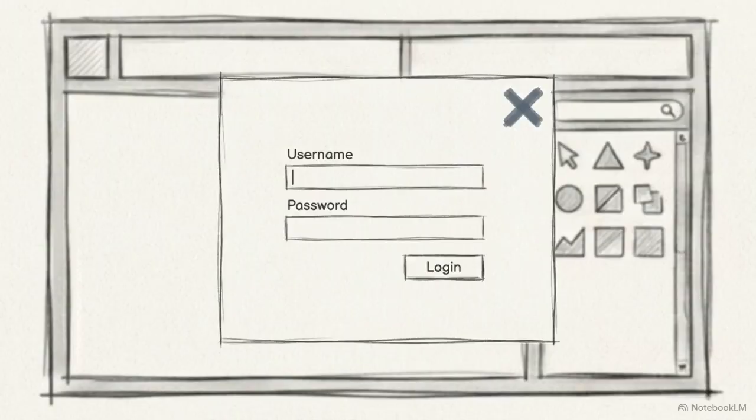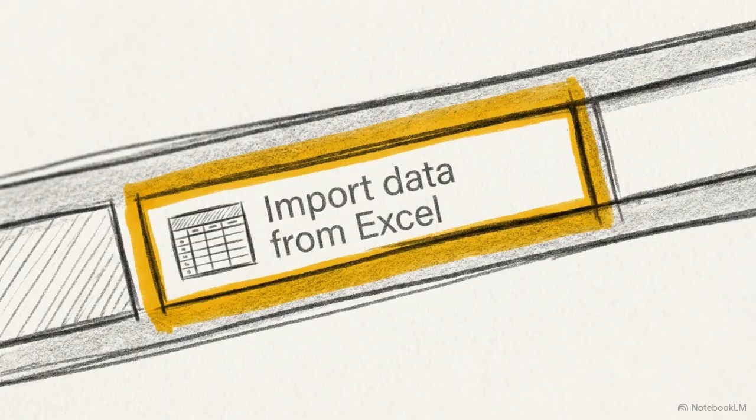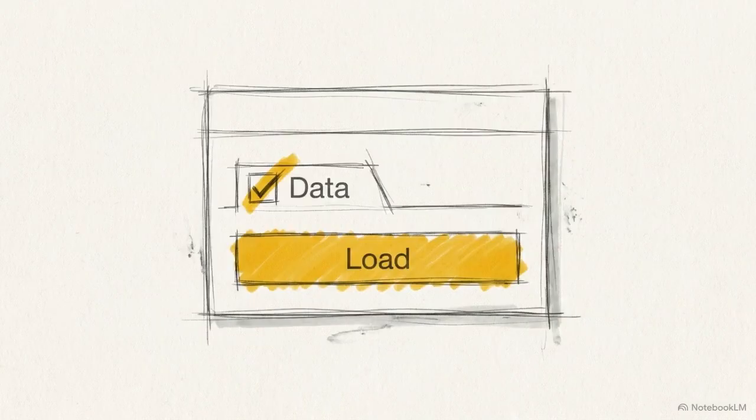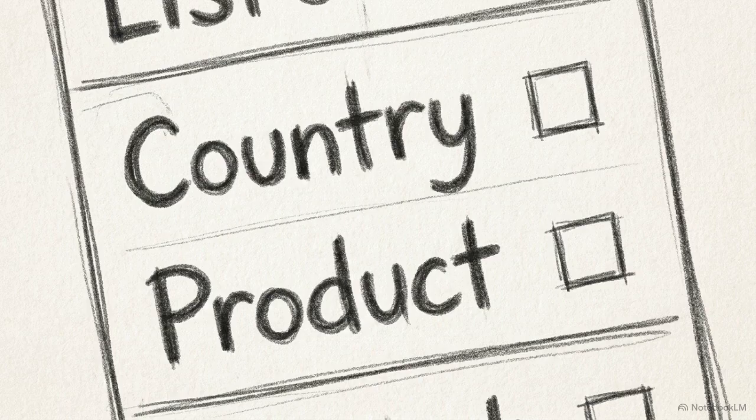When you open the software, you can close the initial login prompt to go straight to the free desktop workspace. We start by importing raw numbers. Click Import Data from Excel. Select Data and click Load. Verify the import by looking at the Fields panel on the right. Your specific column names like country and product should be listed there.